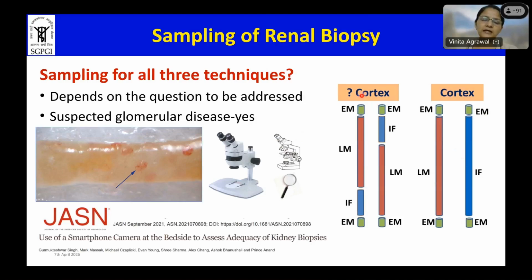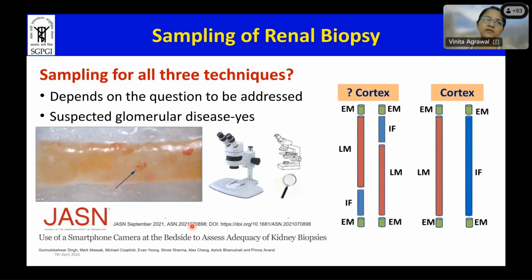If you're doubtful whether there is cortex or not, because cortex has the glomeruli and you're looking for glomerular diseases, you can divide the tissue into parts so that you have tissue with glomeruli for light microscopy, for IF, and of course for EM at the end. There are also new techniques coming in which say that even a smartphone camera can be used to assess the adequacy of a kidney biopsy.